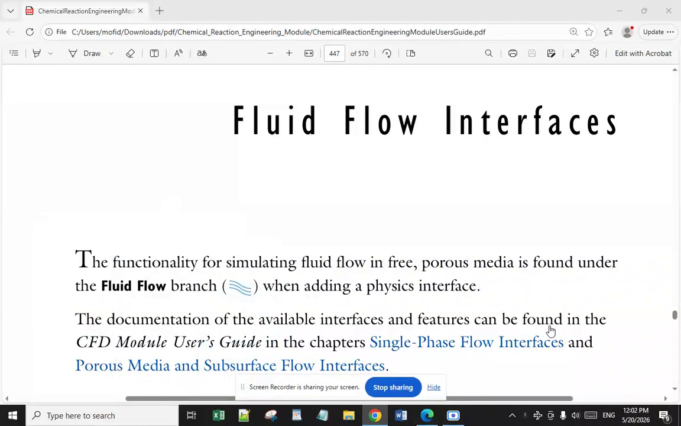In the name of Almighty God, I'm Master Sankoshi, and today I want to talk about the chemical reaction engineering module in COMSOL Multiphysics simulation software. The functionality for simulating fluid flow in free and porous media is found under the Fluid Flow branch when adding a physics interface.